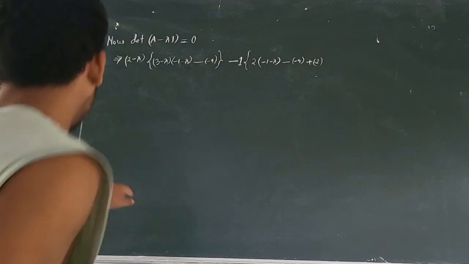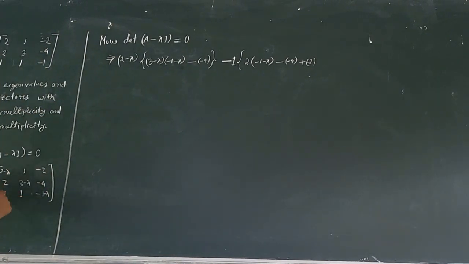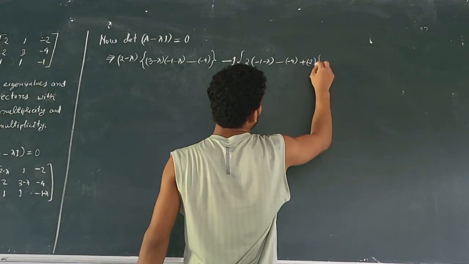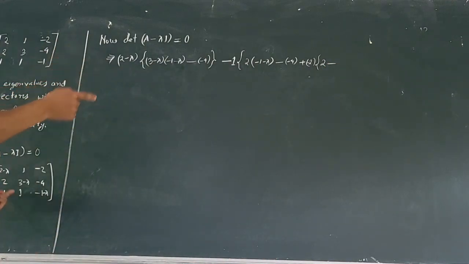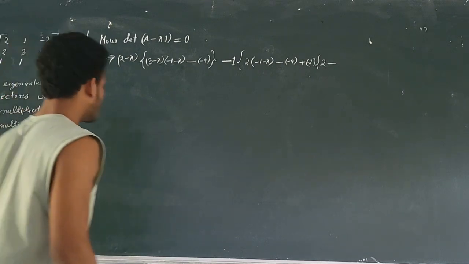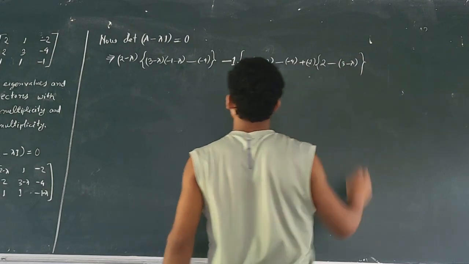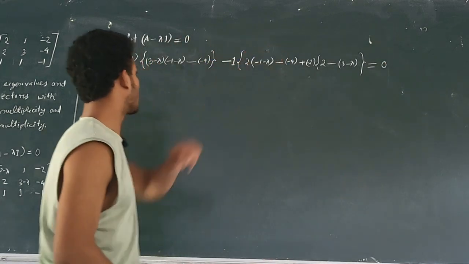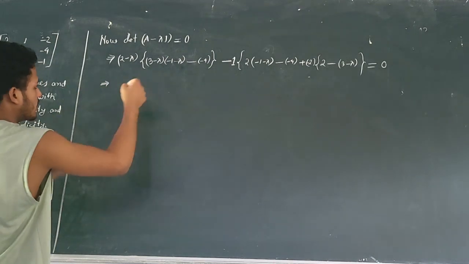Here minus 2, and draw a line here: 2 into 1 minus 1 into this, so 2 into 1 is 2, and then minus 1 into 3 minus lambda, so it will be 3 minus lambda, and make it equal to 0. Left hand side is the determinant.